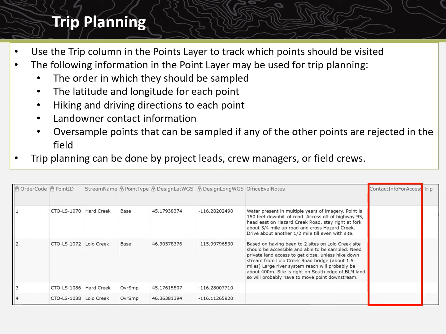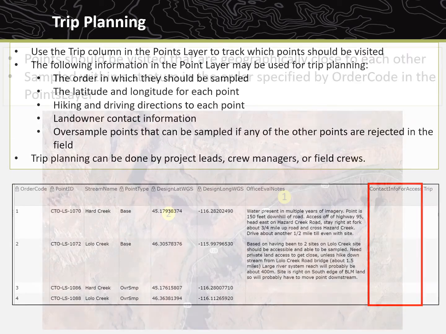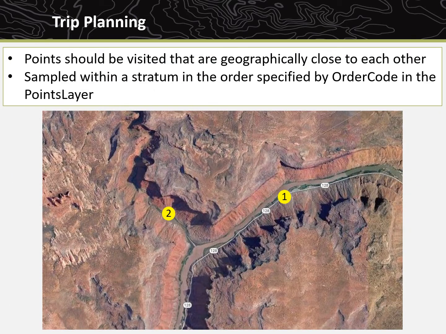It's also a good idea to include this information for a few oversample points if any of the base points that are assigned get rejected in the field. Trip planning can be done by project leads, crew managers, or the field crews. When planning a trip, points should be visited that are geographically close to each other if possible, and sampled within a stratum in the order specified by order code in the points layer.